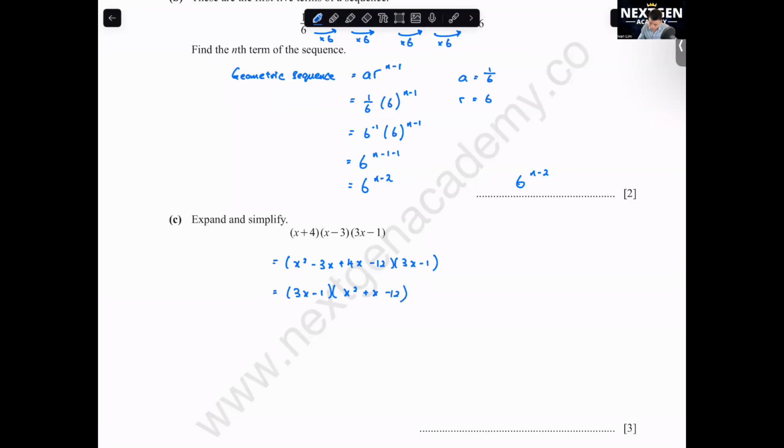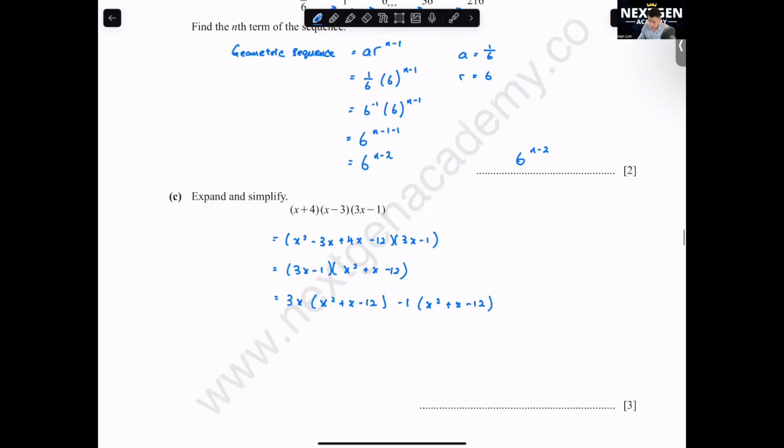Okay, then here, I want you all to write like this. You write your first term, then write the second bracket. Then write your second term from the first bracket, then write your second bracket again. Okay, then expand the bracket. Here will be 3x cubed plus 3x squared minus 36x minus x squared minus x plus 12. Add it all up together, you'll get 3x cubed plus 2x squared minus 37x plus 12.